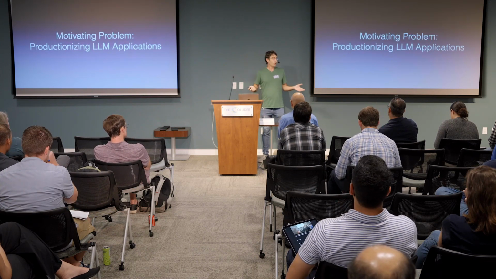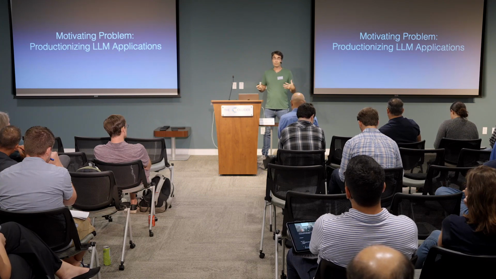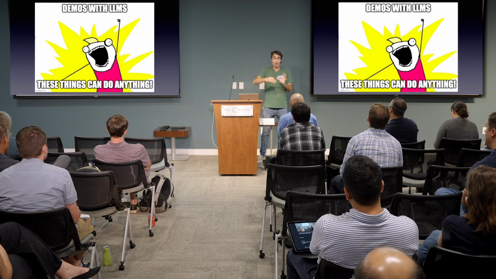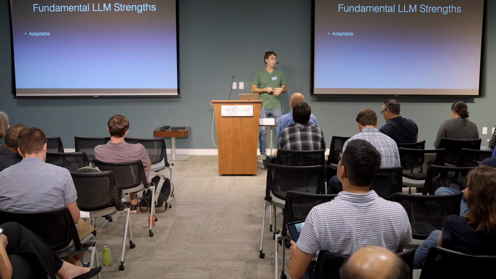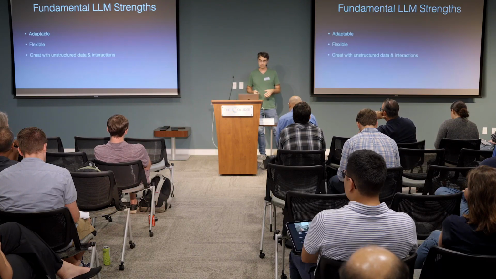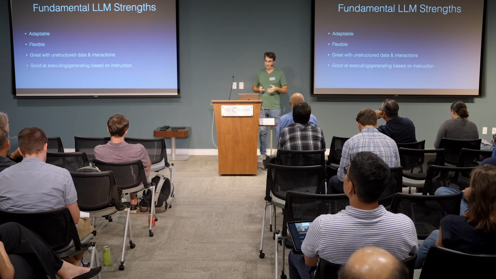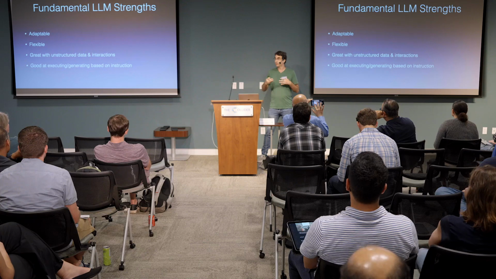So the motivating problem for this talk is this idea of how do we productionize LLM applications? Because we all know how incredibly well they demo. You put something into play, you put a demo in place, you prompt it a little bit, and you're like, whoa, I just wrote 5 lines in English, and it's doing all of these different things. And that's because these things have some incredible, powerful strengths. So if we want to lay out a little bit of the fundamental strengths of LLMs, they're very adaptable, they're very flexible, they're great with unstructured data and interactions, and they're pretty good at executing or generating things based on your instructions. And so you do that, and you get your demo, and you go, and your CEO says, all right, great, when are we shipping?